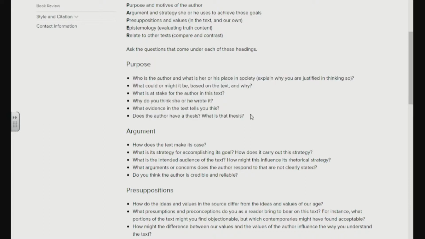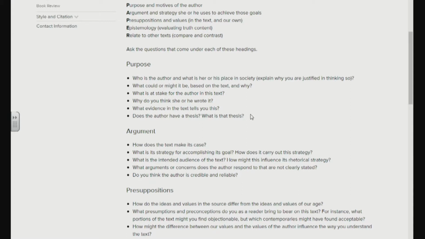When you look at purpose, you want to find out who is the author and what is her or his place in society, and why do you think so? What in the text gives you a reason to think that this person is male or female, who they are, what their social class is, whether they're wealthy, and how they are related to the incident that you're studying, all of those things.